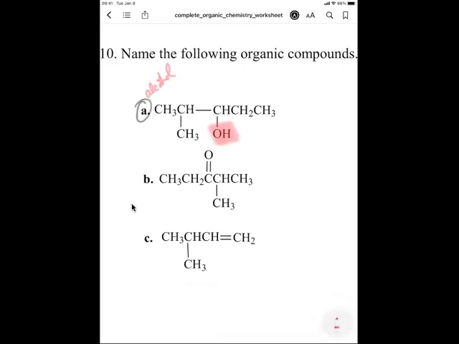Next one, you should be looking at this. That is a carbonyl group, which includes that. Oh, that's a bit thick, isn't it? Let's make it a bit thinner. There we go. The carbonyl group includes that carbon. It's in the middle, which means this is a ketone.